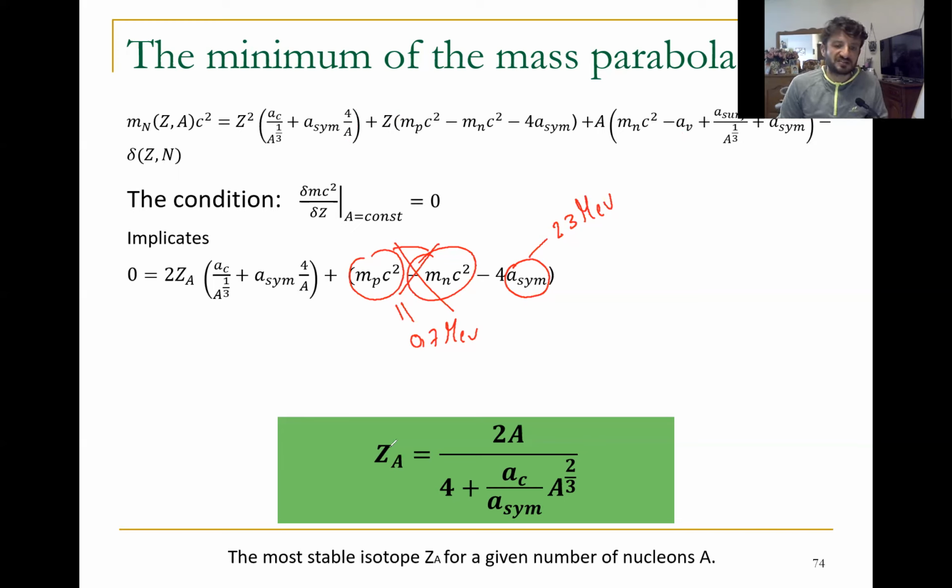Finally, we get a simple relation between Z and A, where Z equals 2A divided by 4 plus A coulomb divided by A symmetric times A power 2/3. This is the atomic number of the most stable nucleus for a given number of A. For each value of A, we can calculate Z.